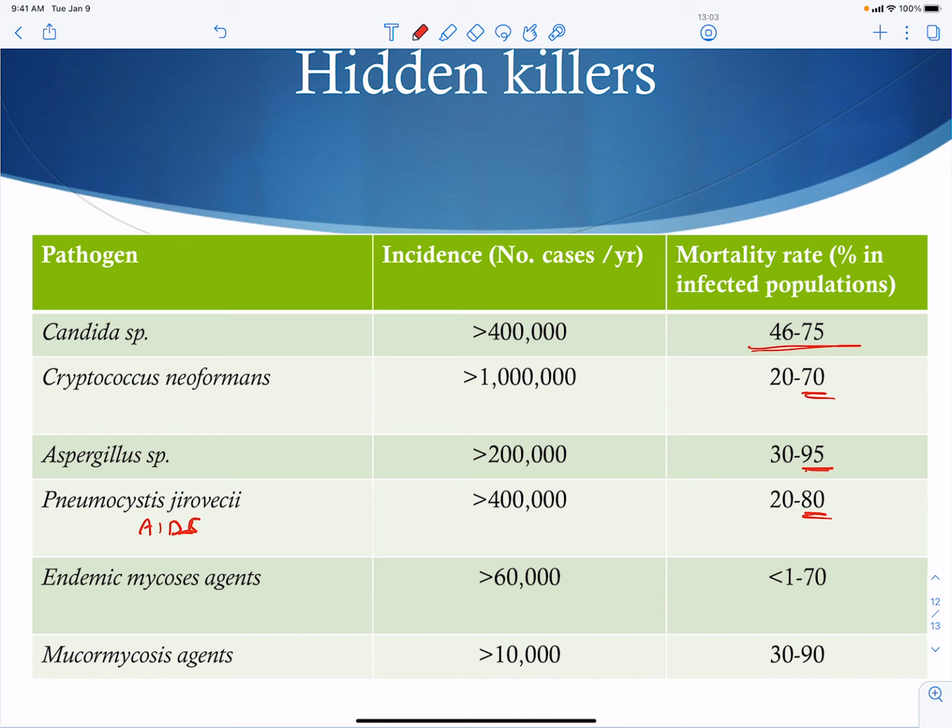We have our endemic mycoses, which we're going to talk about a lot in their own lecture, with up to 70% mortality, and mucormycoses, up to 90%. Again, these pathogens are not going to affect immune competent people too much. They might cause cold-like or allergic symptoms, but for the immune compromised, especially in a hospital or long-term care facility setting, they can potentially cause a lot of problems.